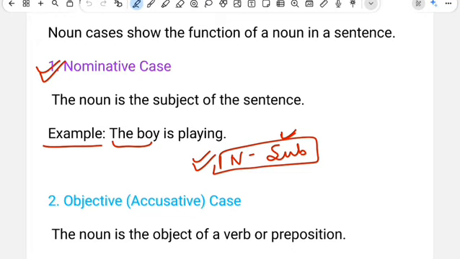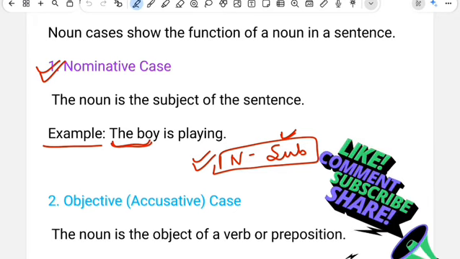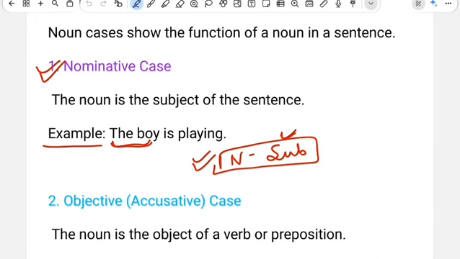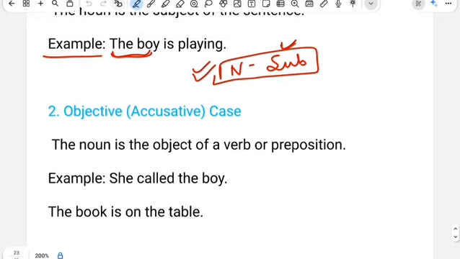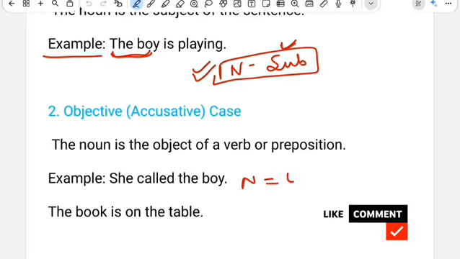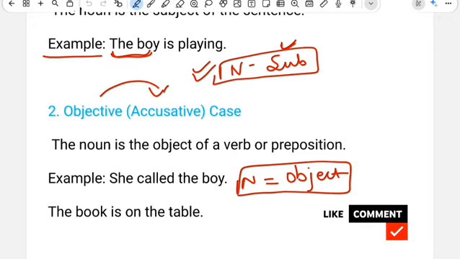The boy is playing. Who is playing? The boy. You got the answer. The boy is your subject and the boy is your noun. So when a noun is used at the subject place, it's known as nominative case. Same for objective case as well. When a noun is used at the place of object, it is known as objective case, which is also known as accusative case. So you don't have to worry about what accusative case is, because objective case is also accusative case. Basically we can use them interchangeably.